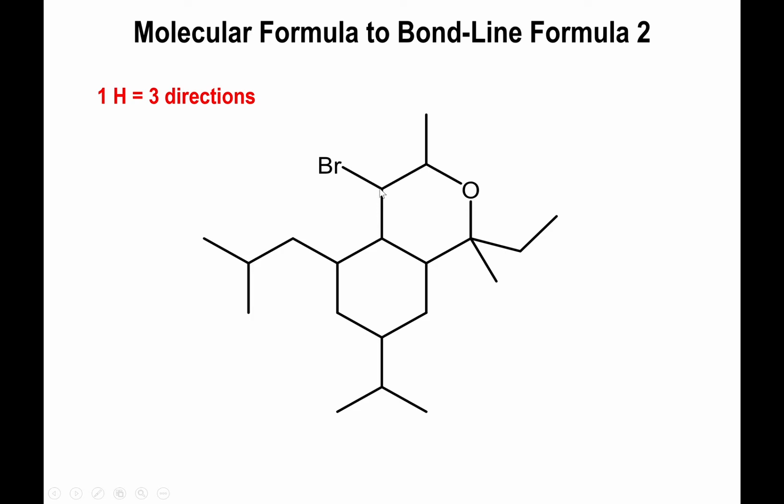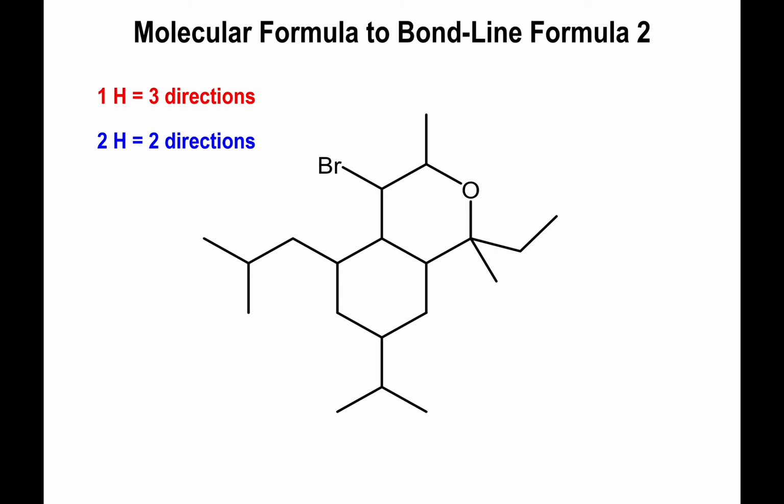Carbon right here has 3 directions coming out of it, so you must have a hydrogen. This carbon right here also has 3 directions, so you must have a hydrogen. Carbon over here, 3 directions, so you must have a hydrogen. Carbon over there, 3 directions, so you must have a hydrogen. Alright, so that looks pretty good. So all the carbons here definitely have one hydrogen because the carbon itself already has 3 directions arising from it.